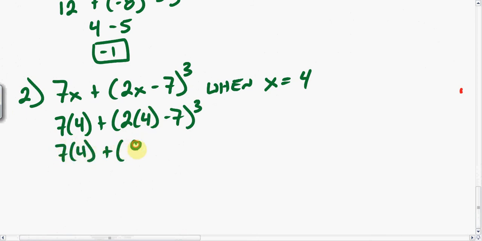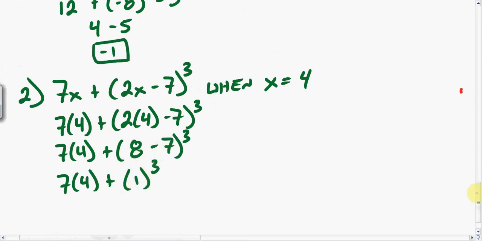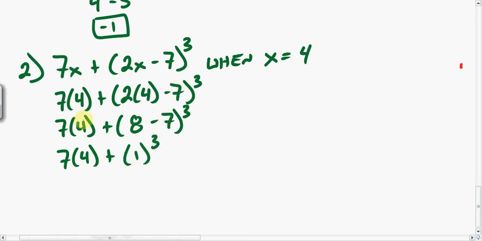So 2 times 4 is 8. 8 minus 7 cubed. We've got a little bit left to do in here. There's one more operation, which is subtraction. So I'm going to drop down the 7 times 4 plus, and 8 minus 7 is 1. 1 cubed. So we've done all that we can with parentheses. Next we want to look at exponents. So 1 cubed is still 1.